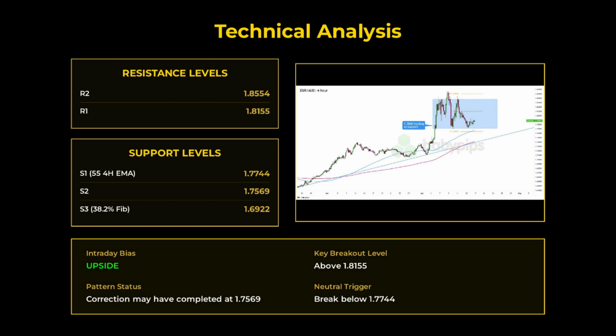The intraday bias currently favors the upside, with the key breakout level at 1.8155. Technical analysis suggests the correction pattern may have completed at 1.7569, setting the stage for potential upside continuation. However, a break below 1.7744 would turn the bias neutral, requiring traders to reassess their positions.